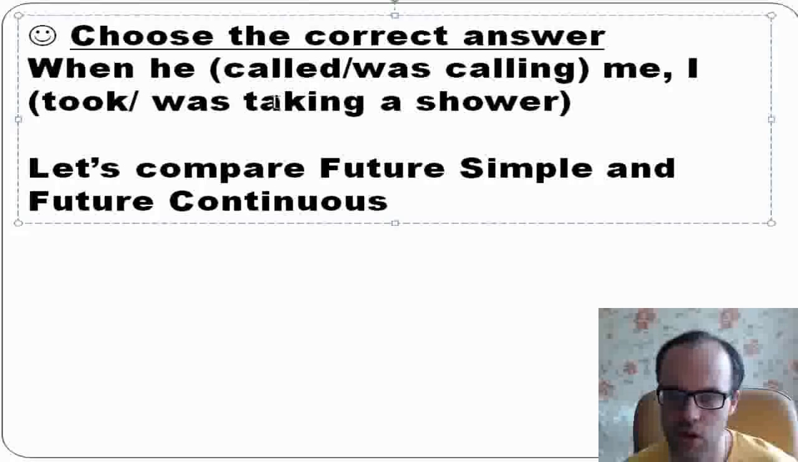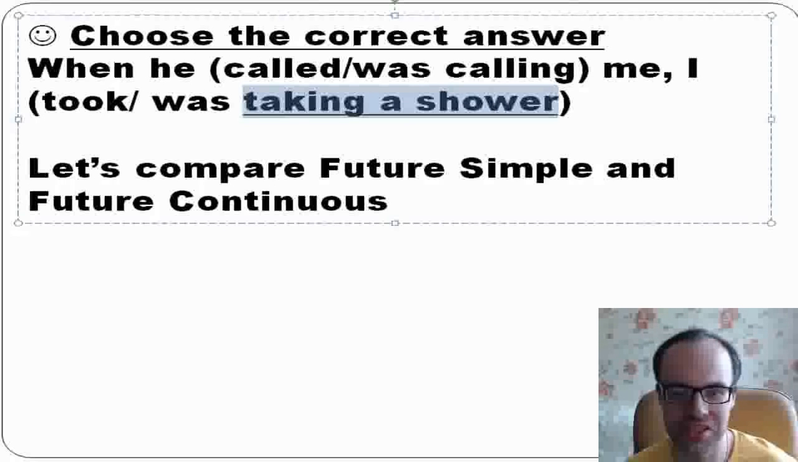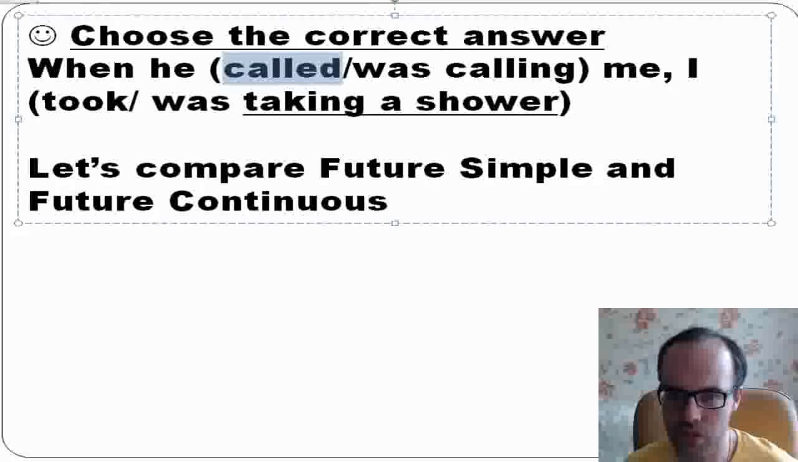So I think that this action is long, really. Taking a shower, I can't do it in a second, or I can't do it in 2 seconds. So it isn't enough for it. So it's a long action. So I was in the bathroom and I was taking a shower. And then suddenly he called. You are absolutely right, my friend. It's a short action. So he called me. So when he called me, I was taking a shower. So this is a short action, and it interrupts a long action.